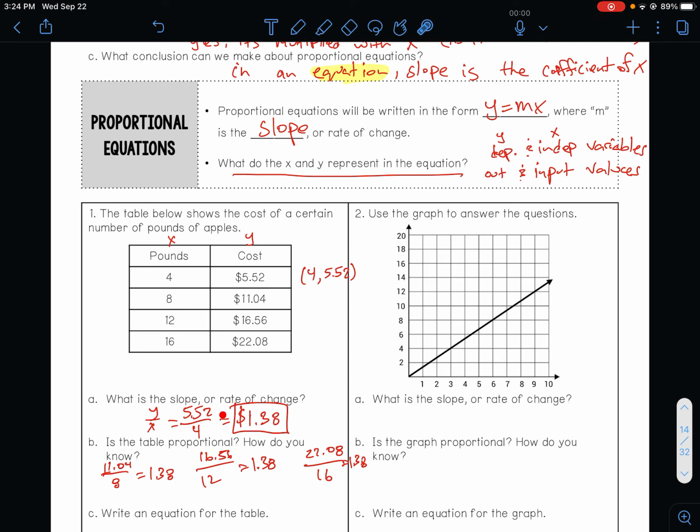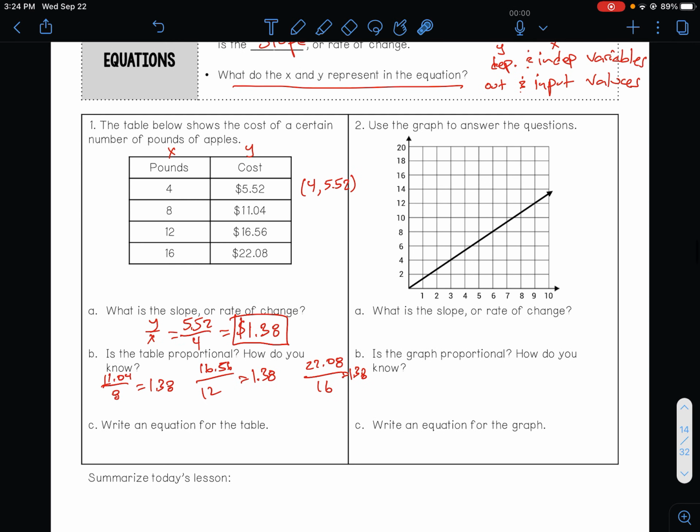So we figured that out. The y over x of all of these is 1.38. So it is proportional. So this is how we know. It's because we did y over x each time. Write an equation for the table. The equation is going to be y equals mx. And m is the slope. Our slope is 1.38, so y equals 1.38x. And that's it.